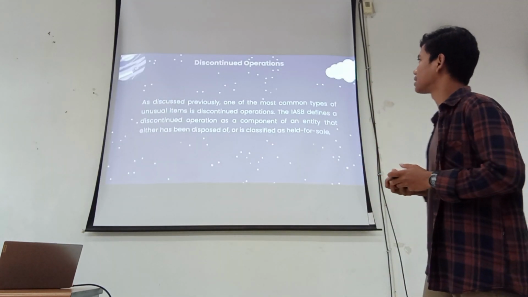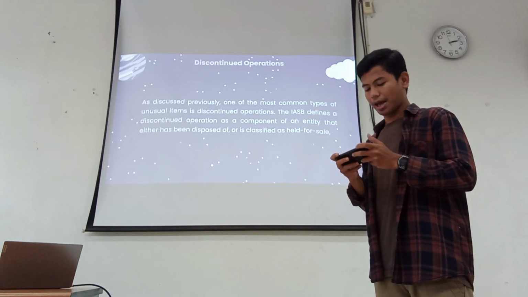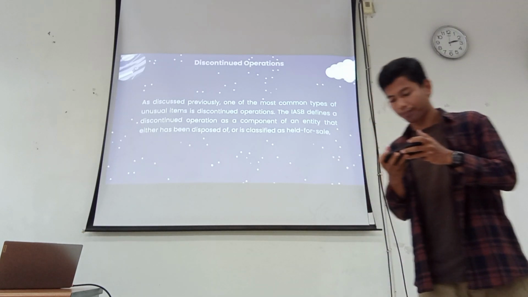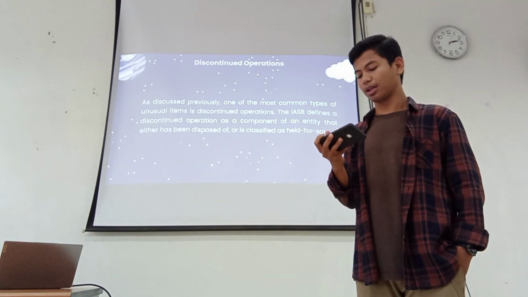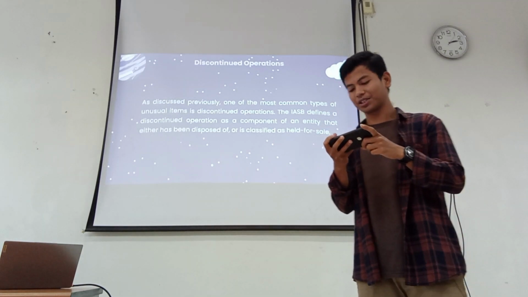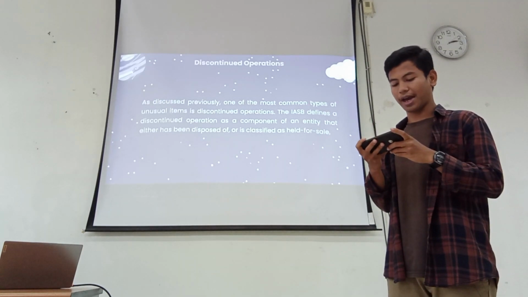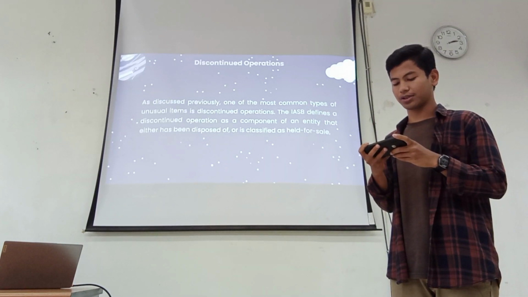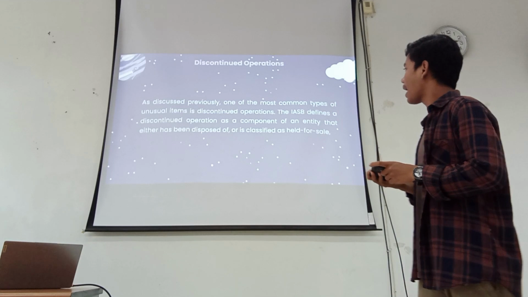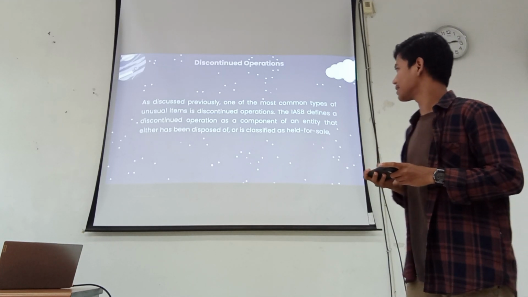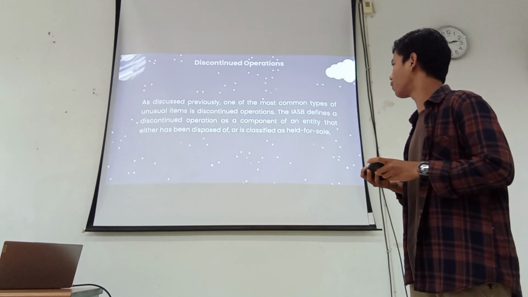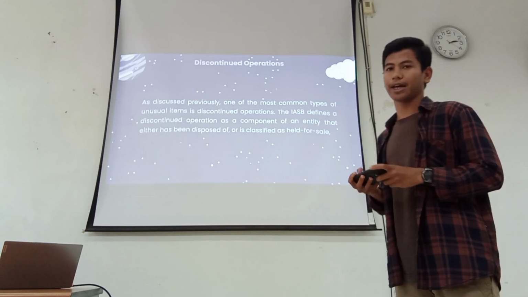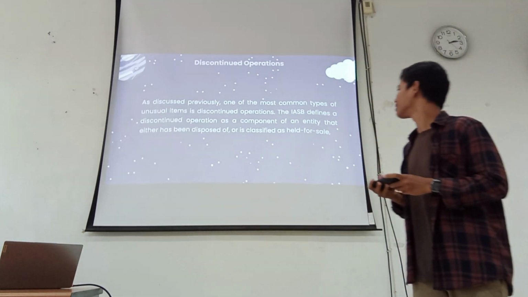And next is discontinued operation. As we discussed previously, one of the most common types of unusual items is discontinued operation. The IASB defines a discontinued operation as a component of an entity that either has been disposed of or is classified as held for sale.